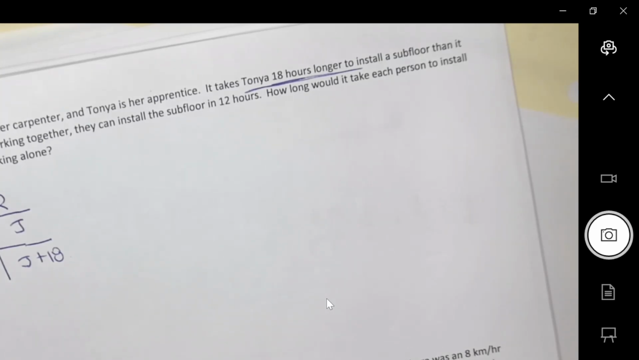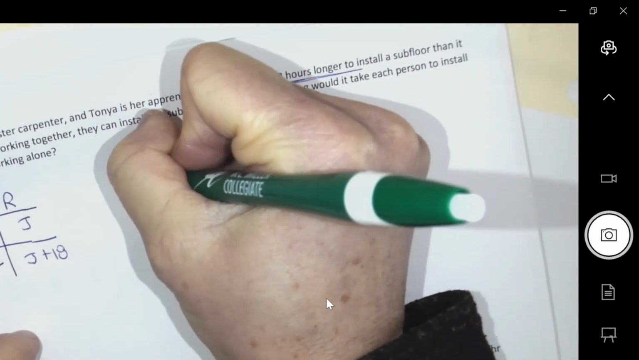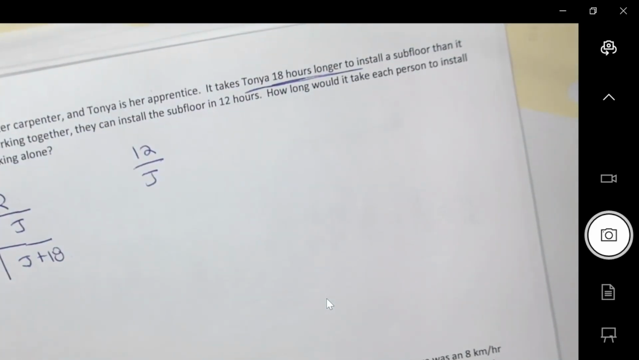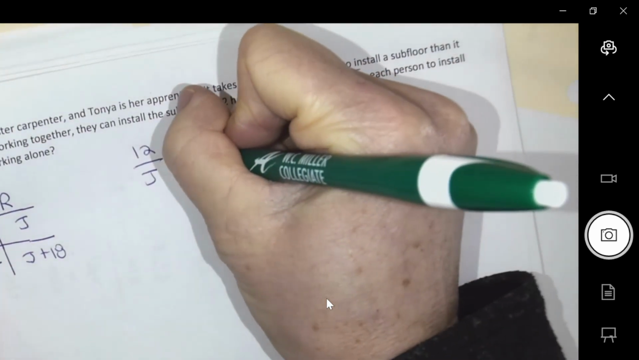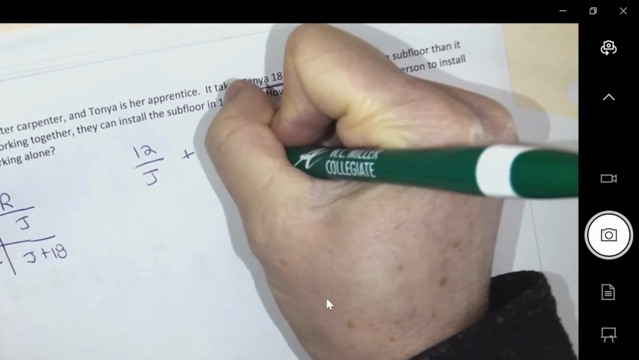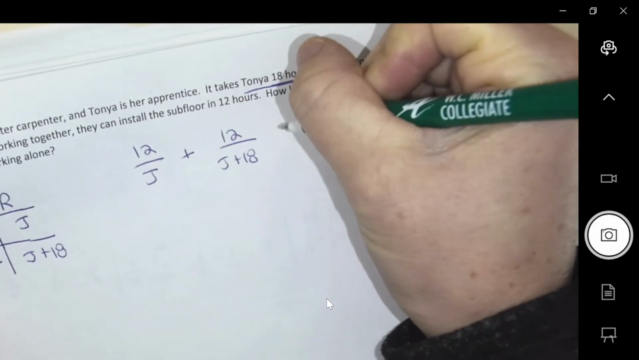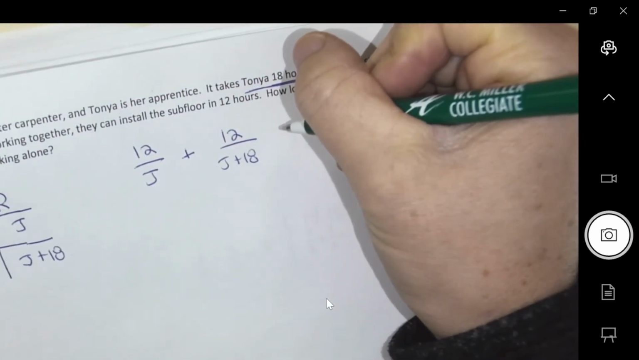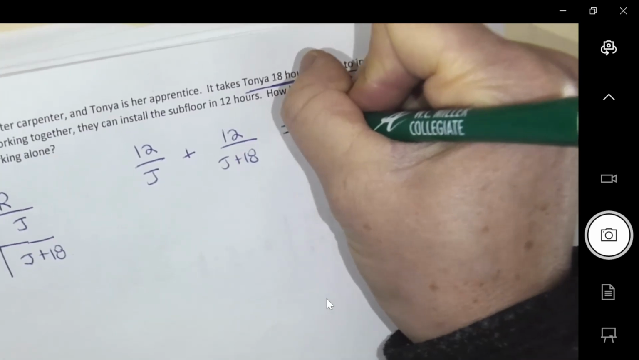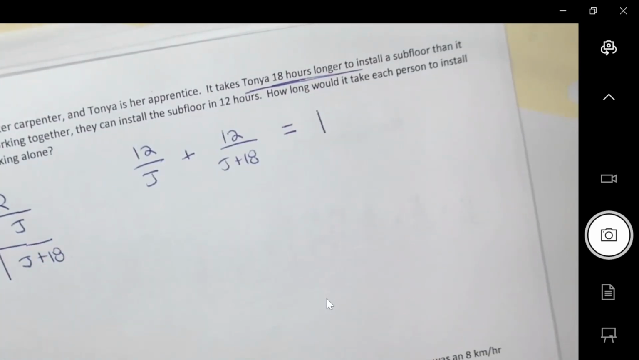So that is the time that they work for. Yesterday, our strategy was the job that you do is the time over your rate. That's the job that Janelle will complete, plus the job that Tanya completes, and her portion plus her portion will all together make the whole job. Okay, so this is only a little bit different than the one we did yesterday.